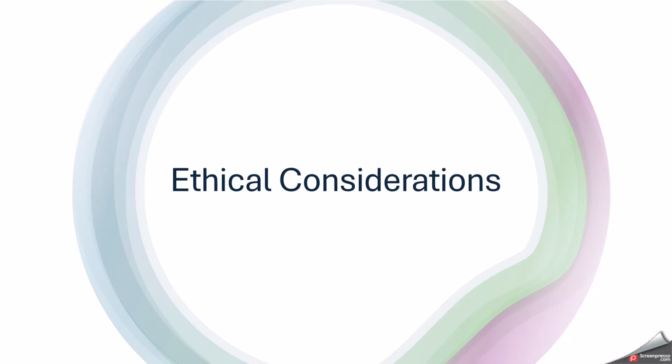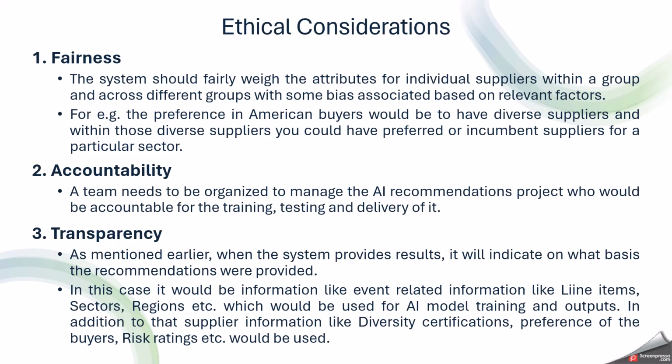Talking about ethical considerations, the 3 areas where we have to consider these are fairness, accountability, and transparency. Starting with fairness, the system should fairly weight the attributes for different suppliers within a group and across the different groups of suppliers. For example, the preference of an American buyer would be to have a diverse supplier, and within those diverse suppliers, I could have certain preferred or incumbent suppliers for whom I would provide some additional weightage.